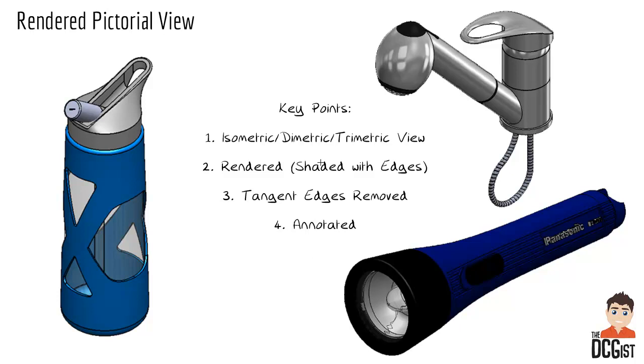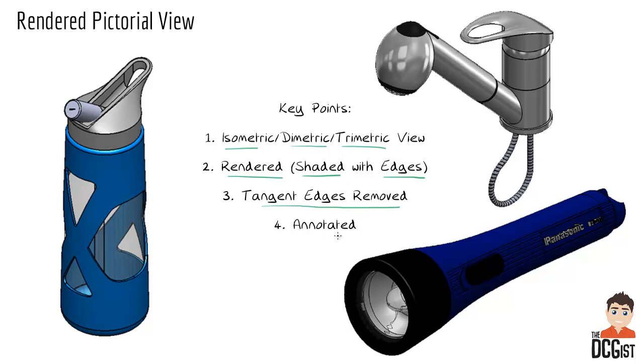So the choosing of the first part to put into your assembly is really important, which I said in the Output 4 video. The key points then of the render pictorial view is that you want it to either be isometric, dimetric, or trimetric. It doesn't matter which one it is. Choose the one that best shows off your model. The second thing then is that it needs to be rendered, and that rendering needs to be shaded with edges. Then you want to have the tangent edges removed, and that's just so that it looks nice. It looks better if you have the tangent edges removed.